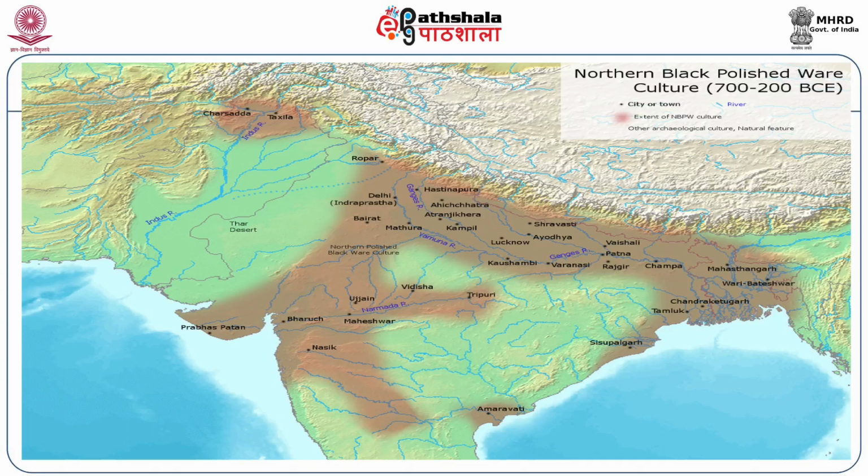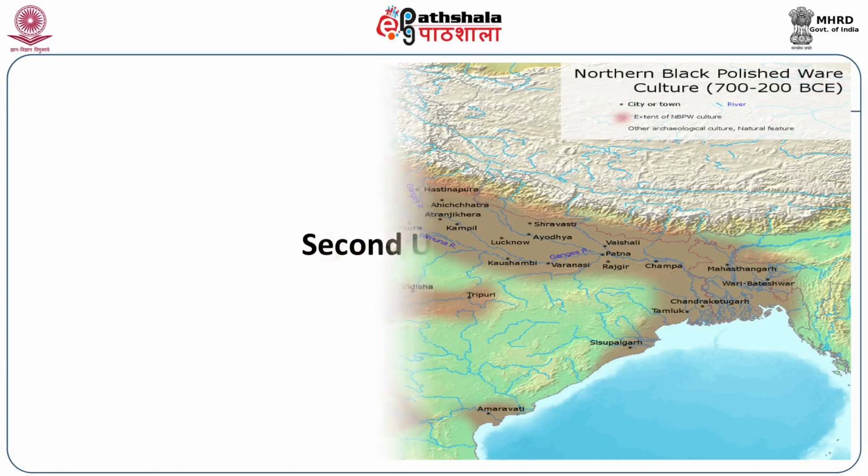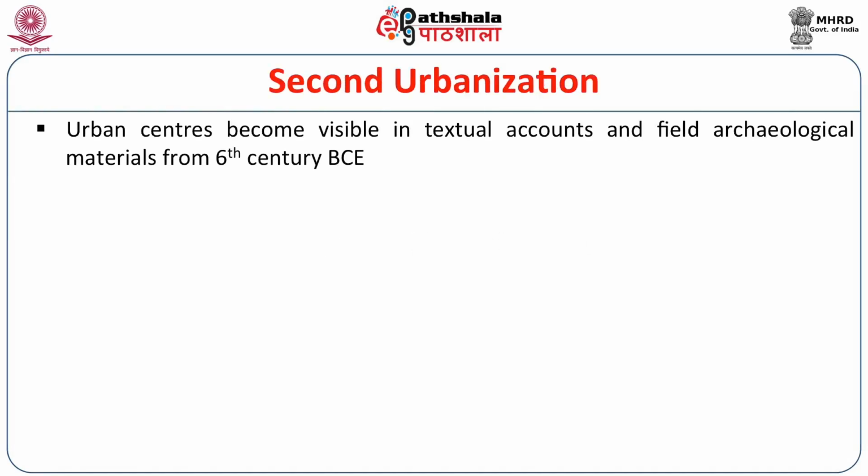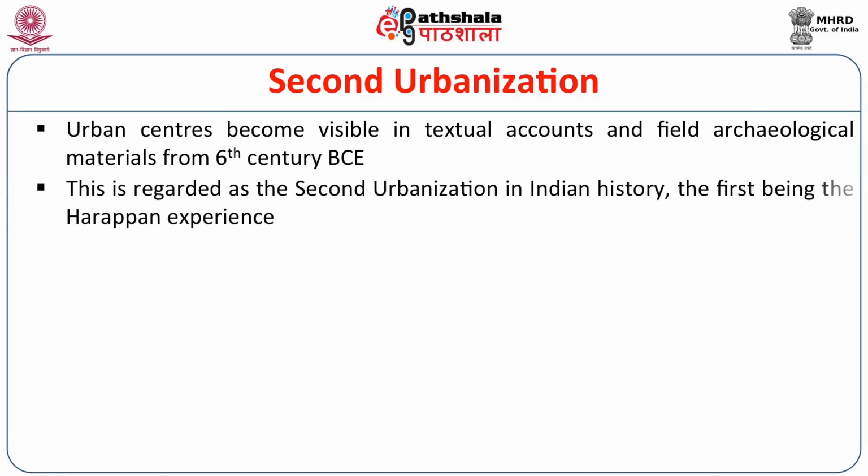You can see from the sites that this famous black polished ware was found from the 7th century BCE, and it continued till about the 2nd century BCE. Urbanization in this period, from 600 to the 2nd century, has been termed the second urbanization, because urban centers were visible in textual accounts and also in field archaeological materials from the 6th century BC. This is regarded as the second urbanization in Indian history because the first urbanization is the Harappan experience.